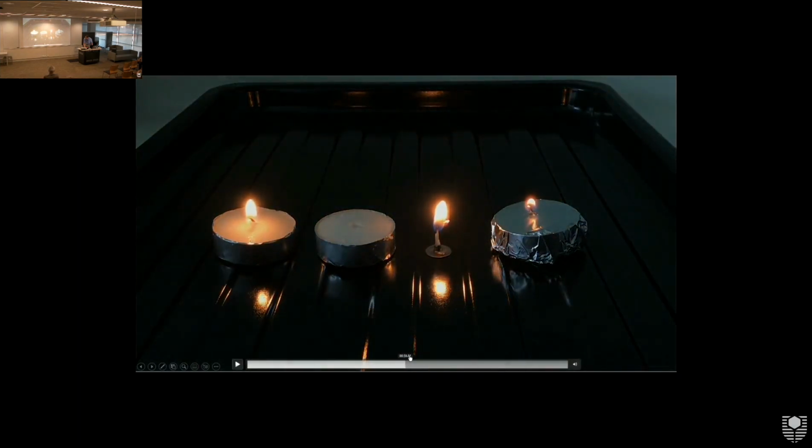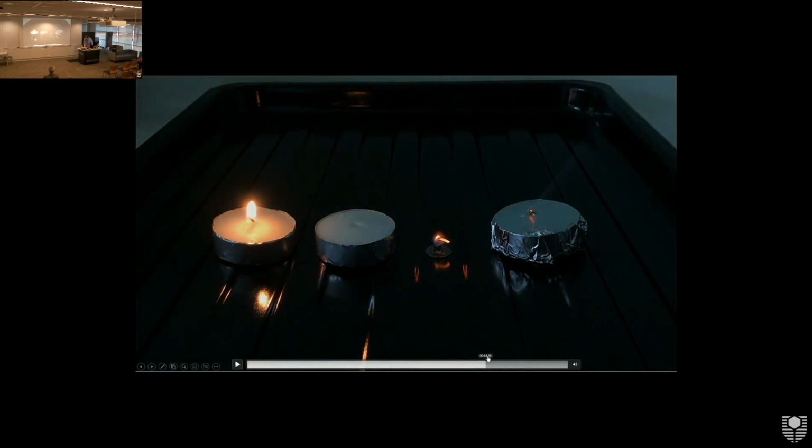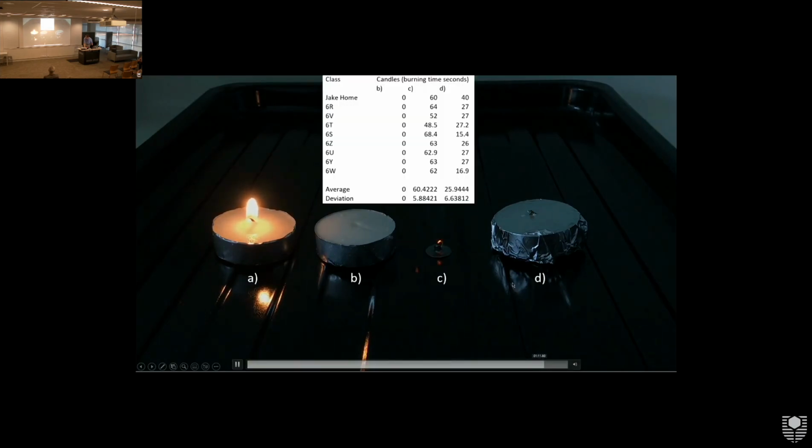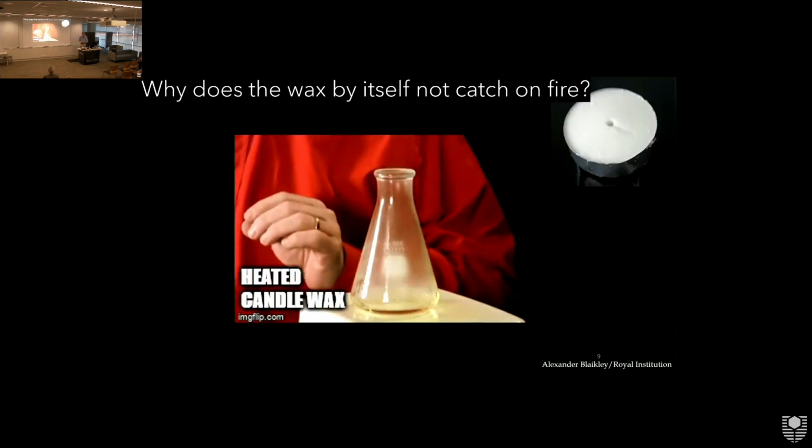The first one to go out is the foil-covered one, and then the wick by itself. And then our trusty tea light is still going. All right, so here are the results from the different classrooms. We got a bit of variability, but in general, this one was seen to be the one that goes out first, followed by that, and then this one never even lit. You may have predicted that.